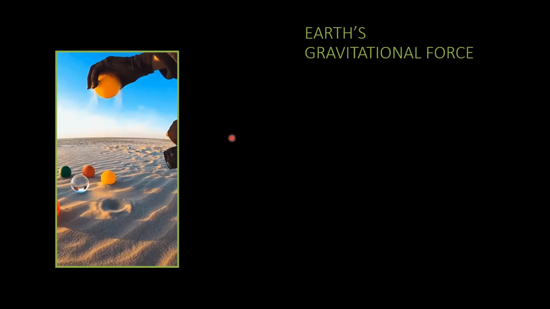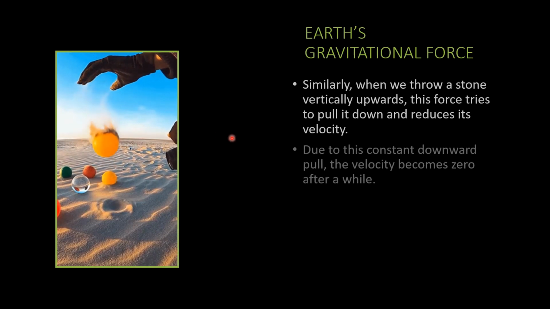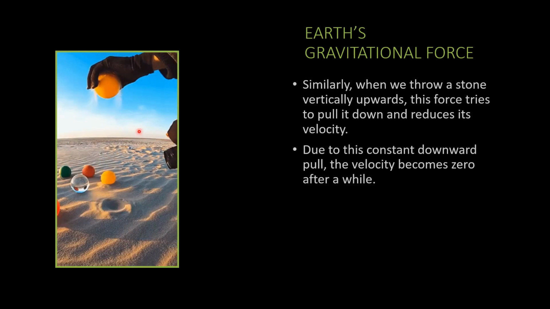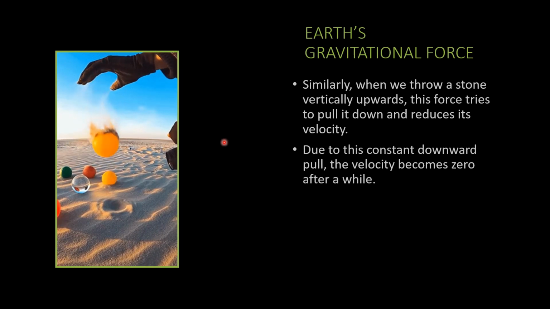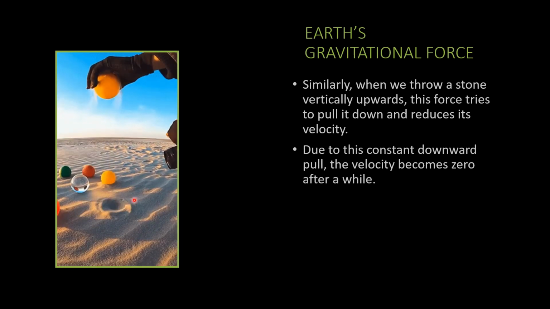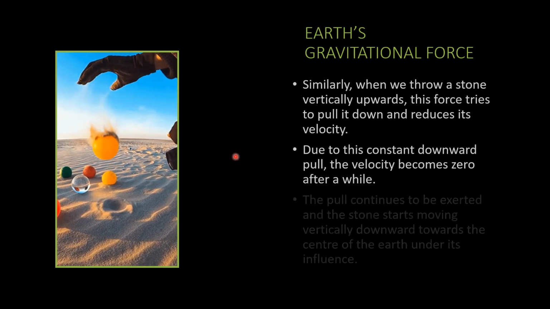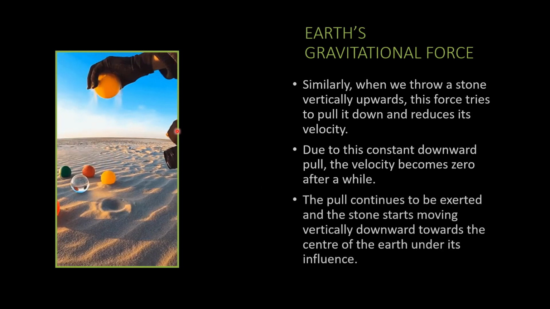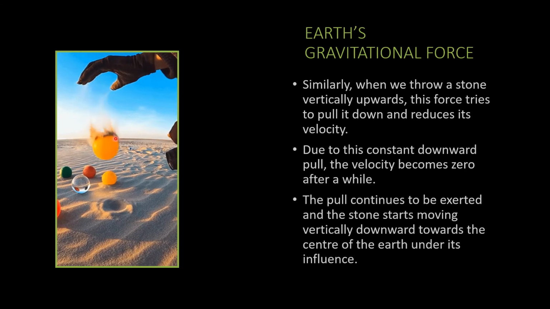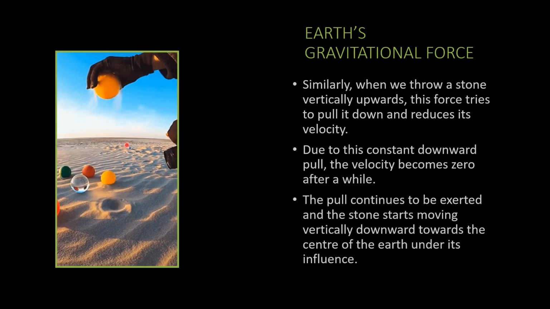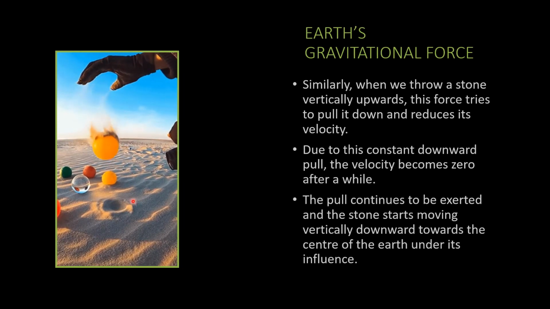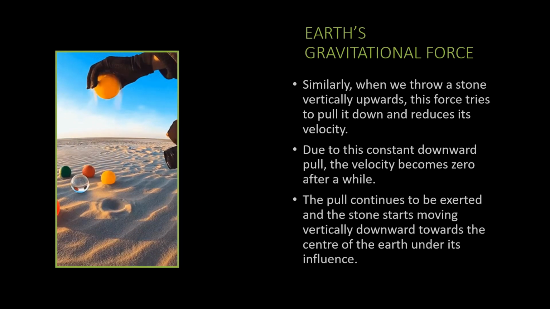This is what happens when we throw a stone vertically up. The force tries to pull it down and it reduces the velocity. Due to the constant downward pull, the velocity becomes zero after a while. The pull continues and the stone starts moving vertically downward towards the center of the earth under gravity's influence.